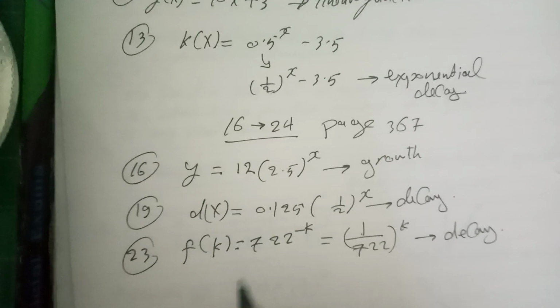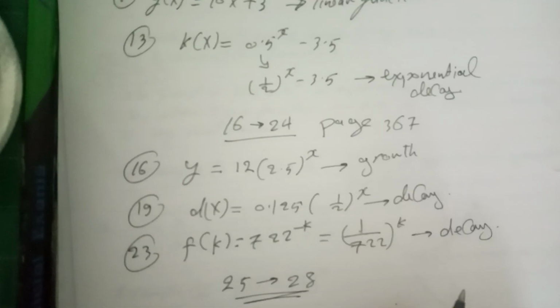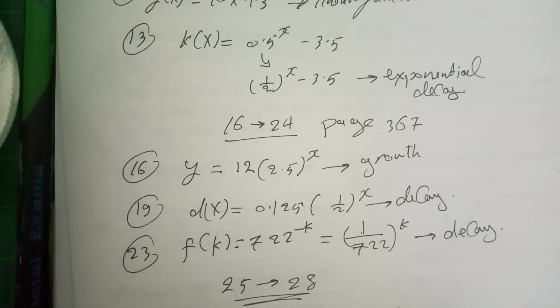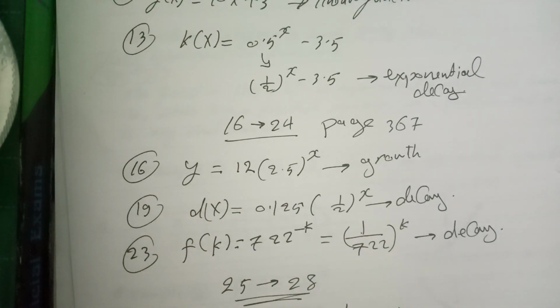This is the second group. The third group: match each function with its graph. Let me take some examples from this part, from 25 to 28, same page. Match each function with its graph. For example, 25, y equals 2 to the power x. What is the graph of this? It will be number D. Why? Because it cuts the y-axis at 1, because any number to the power 0 equals 1. So it will be number D.